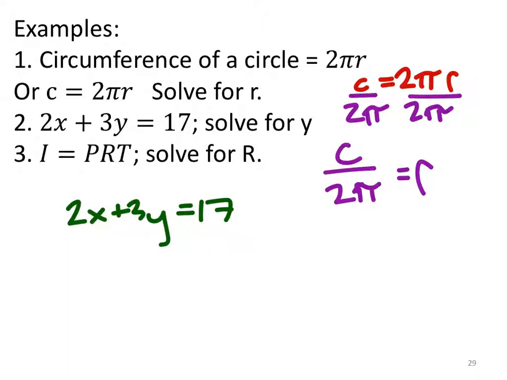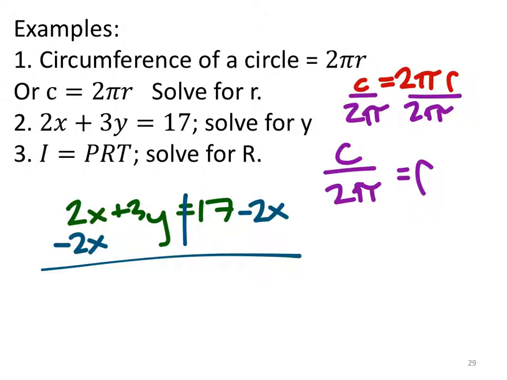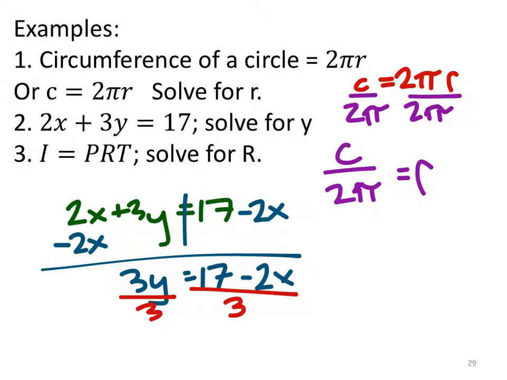This 2x does not have a y, so I've got to get rid of it. I'm going to subtract 2x from both sides. Now 17 and 2x aren't like terms, so I'm going to keep them separated. 17 minus 2x now equals 3y. But I don't want 3 y's, I only want one of them, so I'm going to divide both sides by 3. And y equals, we can just write it just like that, (17 minus 2x) over 3. And we have solved for y.